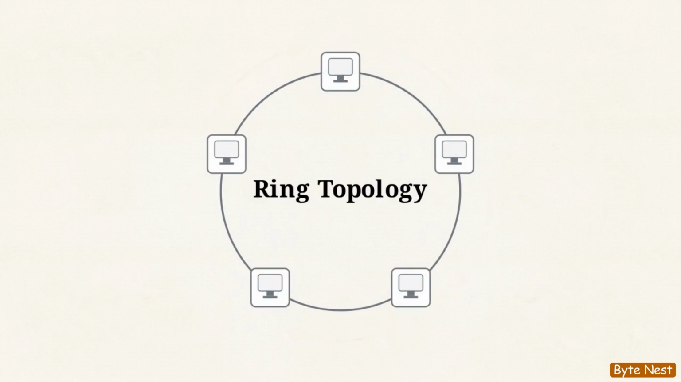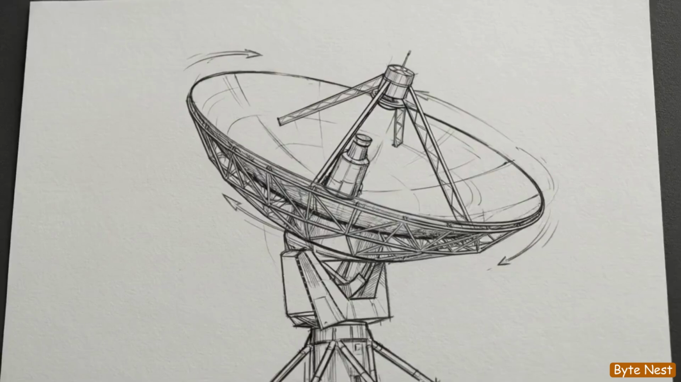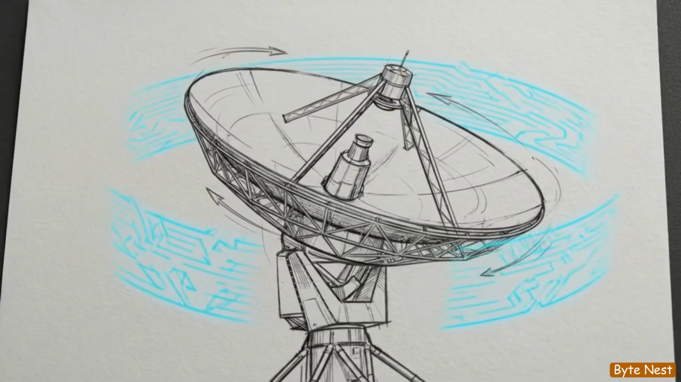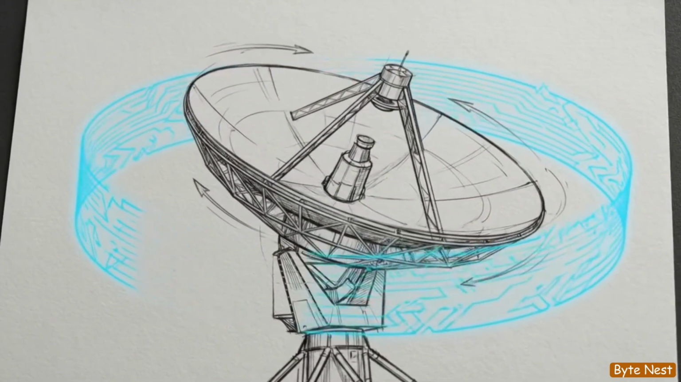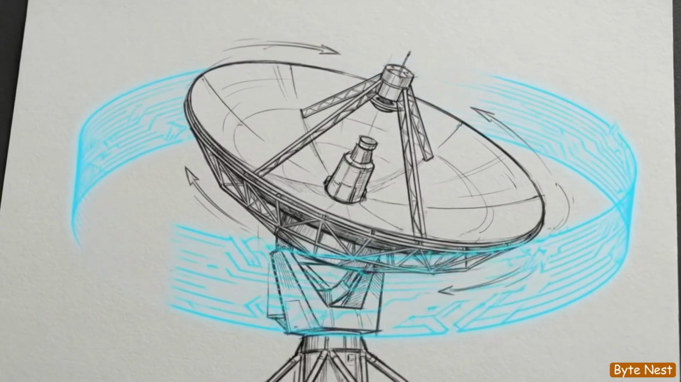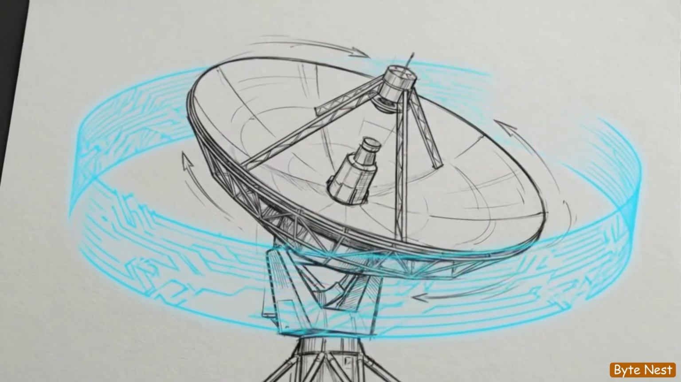Devices are wired in a closed loop, and data travels in exactly one direction. To solve the collision problem of the bus, the ring uses a token passing method. A node can only transmit data when it holds the empty token. Since only one device talks at a time, data collisions are eliminated. This provides highly predictable data latency. Every device gets a guaranteed turn to speak, making it useful for specialized telecommunication systems.